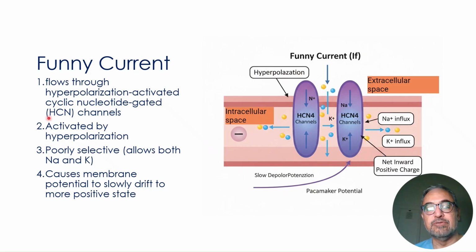The funny current flows through hyperpolarization-activated cyclic nucleotide-gated, or HCN, channels. It's activated by hyperpolarization. It's poorly selective and allows both sodium and potassium. It causes the membrane potential to slowly drift towards a more positive state.